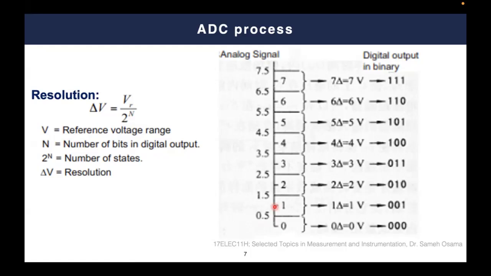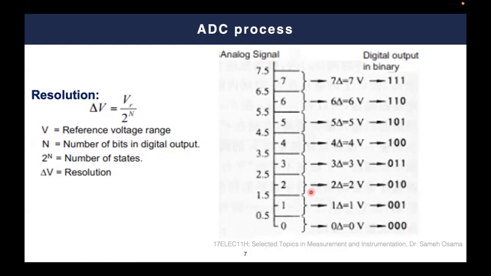If I consider a full scale range of 8 volts, and I represent this with 3 bits, then it's 8 over 2 to the power 3, which is 1. That means that the resolution of this ADC is 1. When I say the resolution of the ADC is 1, it means that if you have an analog voltage of 0.2, an analog voltage of 0.7, and an analog voltage of 0.9, these 3 analog voltages will be converted to the same state of 3 zeros.